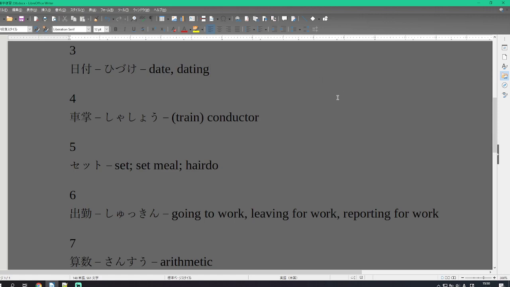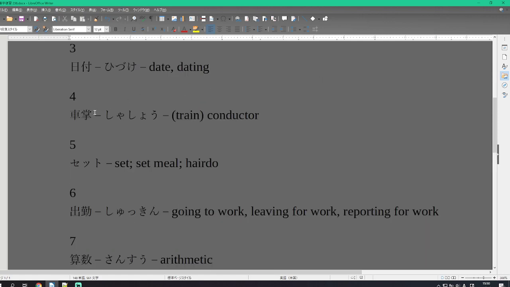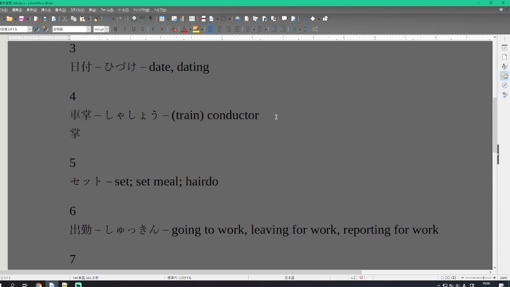Number 4 is shasho. Oh, this is a new kanji here. Sho. Let's look up what this kanji is. Sha on the left side is a car or a cart. Sho on the right side is train conductor. This has two readings.